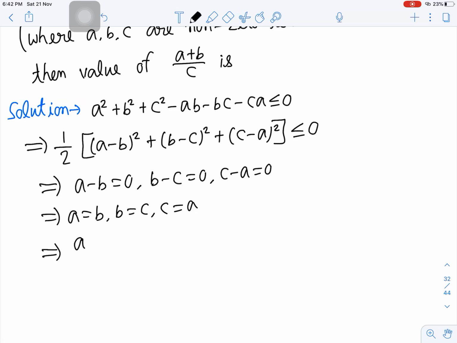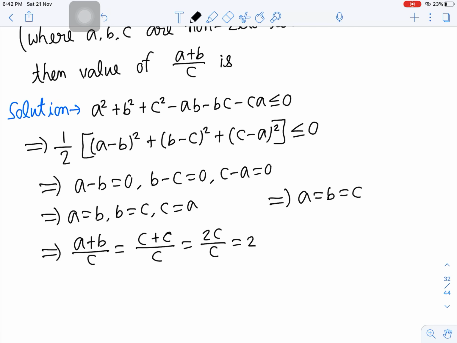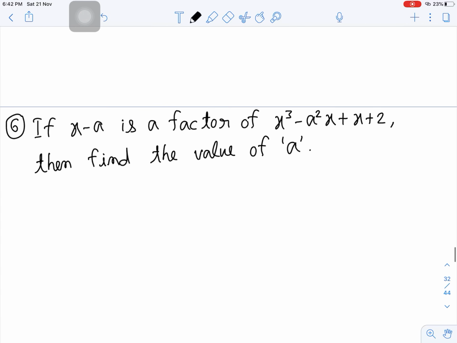Okay, then a plus b by c. So in place of, because you have a equal to b and b is equal to c, what you can conclude is that all three are equal, a equal to b equal to c, right? Because a is equal to b and then b is equal to c, so all three are equal. Then in place of a you can write c, in place of b also you can write c, divided by c. So 2c by c is nothing but 2.